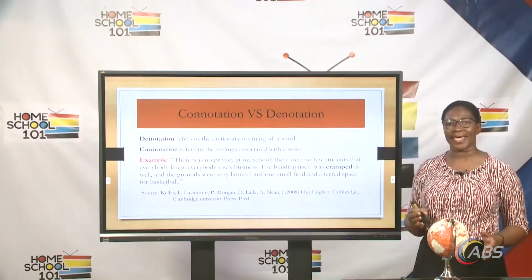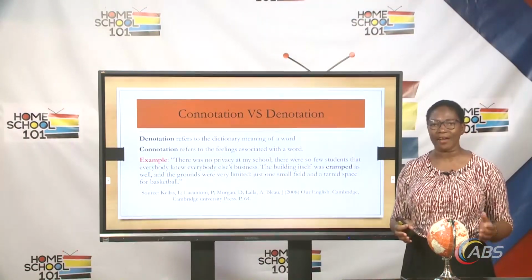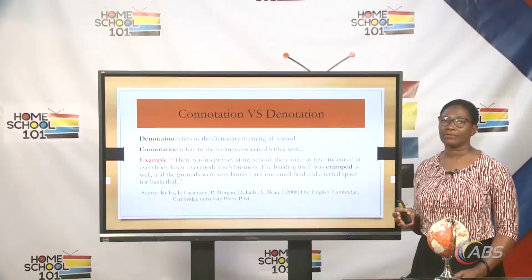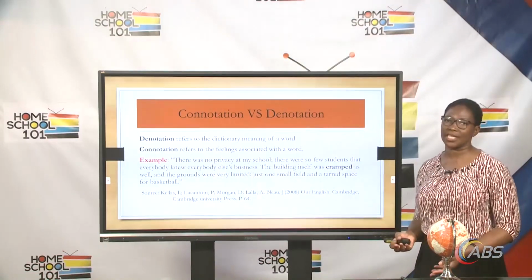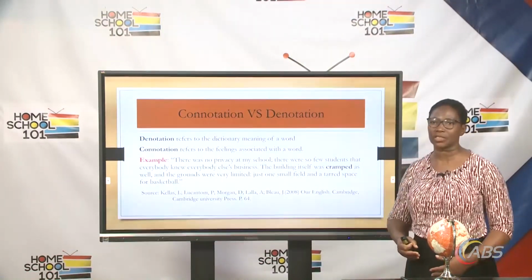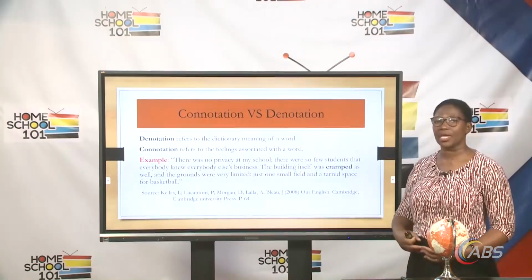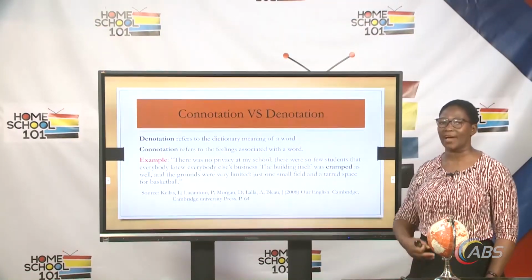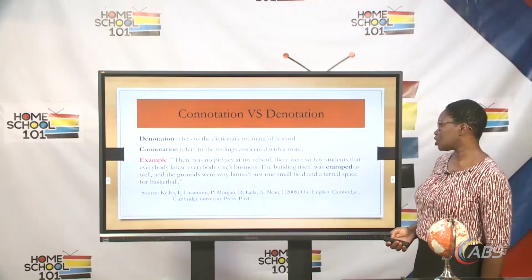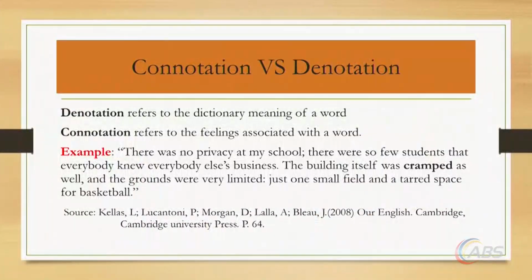And people who are engaged in argument make very good use of this concept of connotation and denotation in order to appeal to emotions, to create a particular mood in what they're writing, to advance the tone, etc. So, for example, there was no privacy at my school. There were so few students that everybody knew everybody else's business. The building itself was cramped as well, and the grounds were very limited. Just one small field and a tarred space for basketball.